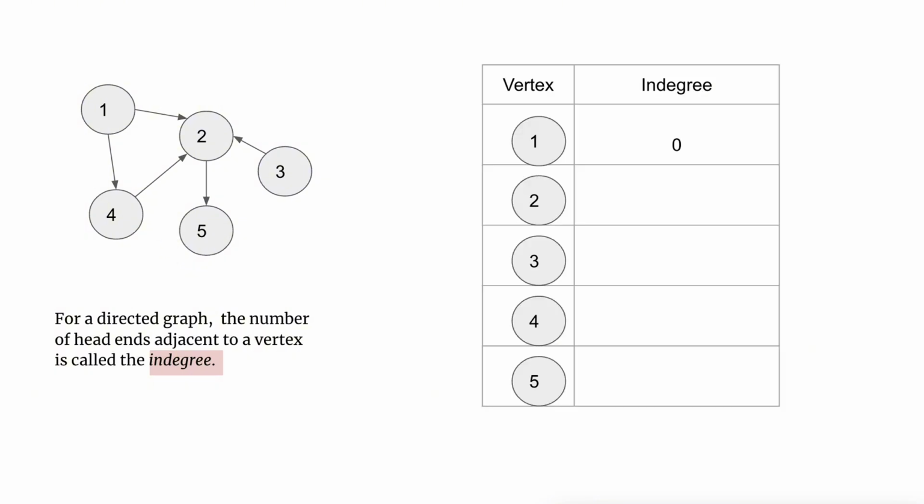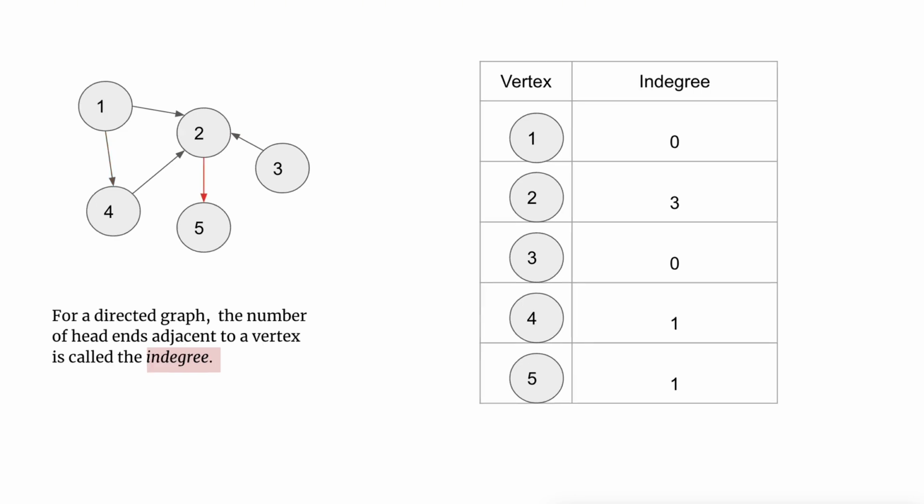For example, vertex 0, there are no head ends adjacent to it, so its in-degree is 0. Vertex 2, there are 3 head ends adjacent to it, so its in-degree is 3. Vertex 3, there are no head ends adjacent to it, so its in-degree is 0. Vertex 4, there is 1 head end adjacent to it, so its in-degree is 1. Vertex 5, there is 1 head end adjacent to it, so its in-degree is 1.